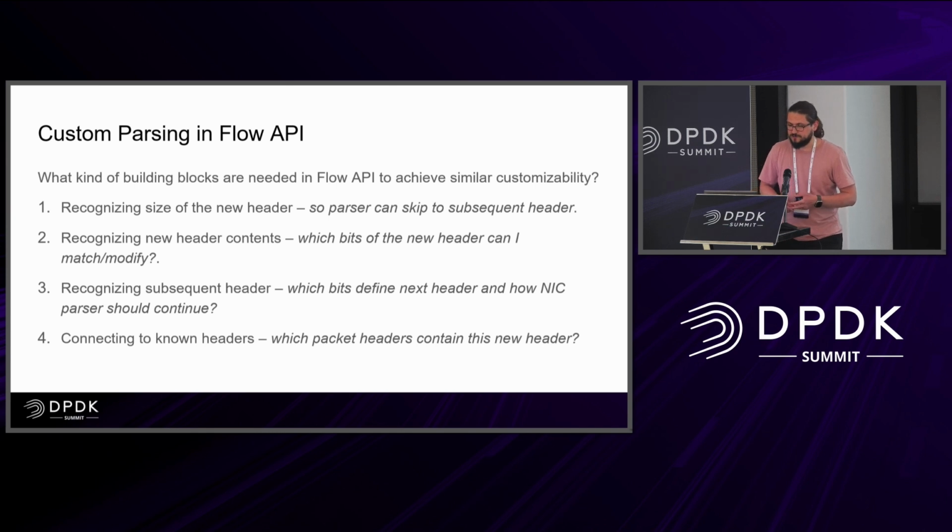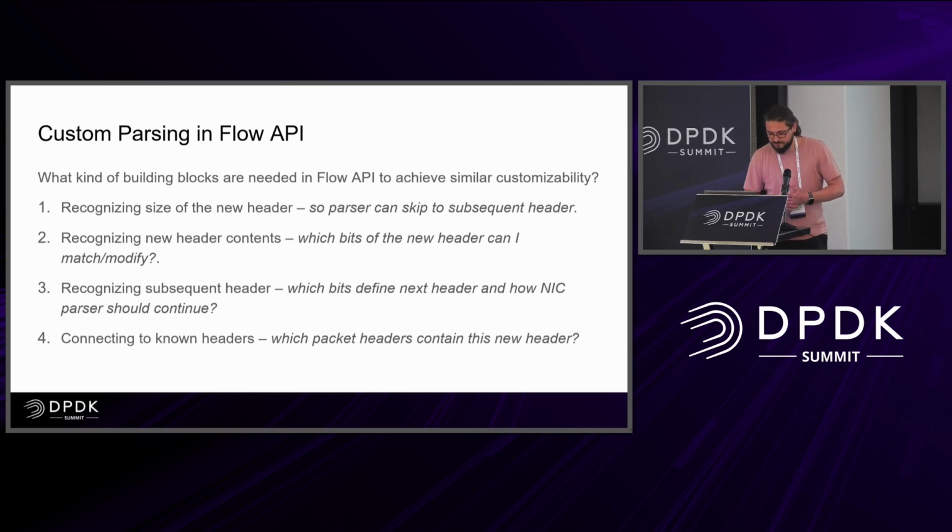The second building block is we need to notify the hardware which bits of the header are really interesting to us, which bits we want to look at, which bits we want to match on, and which bits we want to modify. Let's say that for our custom IP, we only want to look at the addresses. The rest can be ignored, for example. The third building block is how to recognize what comes after our custom protocol. If we, for example, wanted to define a custom tunneling protocol, we need to know how to recognize what follows. Basically, whether we encapsulate IPv4, IPv6, or raw layer 2 frames.